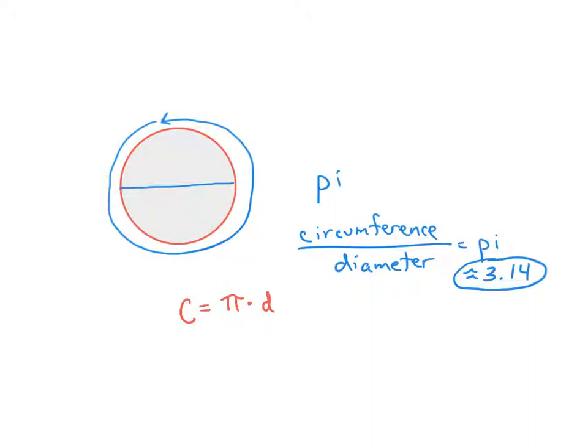So, if I were to say that the diameter of this circle I have drawn right here was 10 inches, I could find the circumference. The circumference is equal to pi times 10. And I'm going to think about pi as 3.14. So I'm going to multiply 3.14 times 10. Doing that, I just have to move the decimal point one spot over to the right. So the circumference of this would be 31.4 inches.